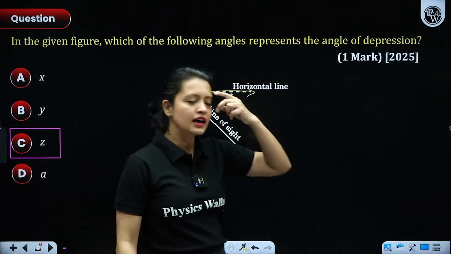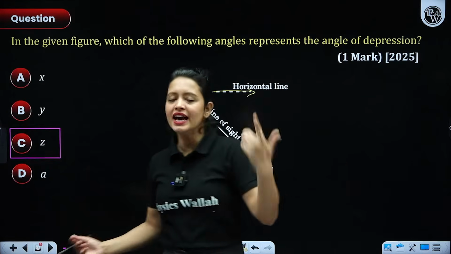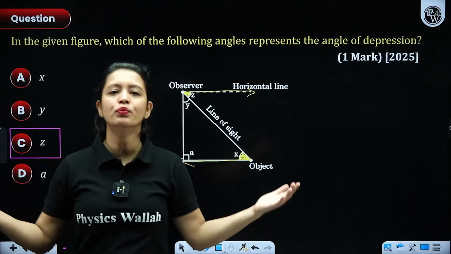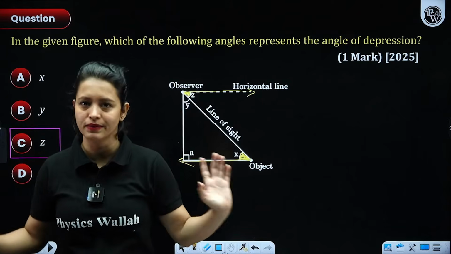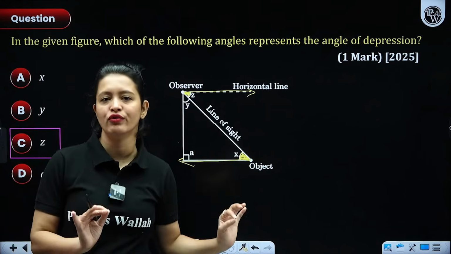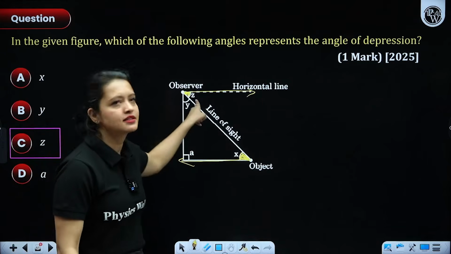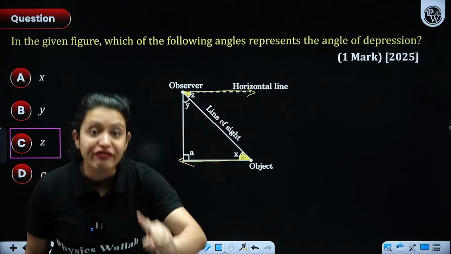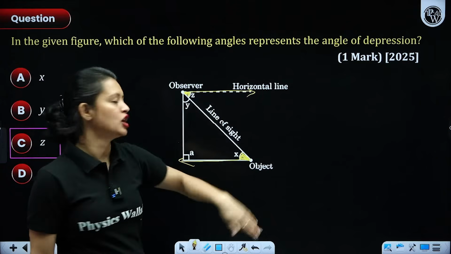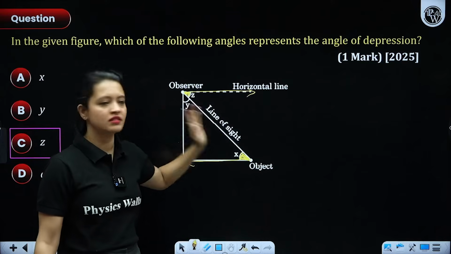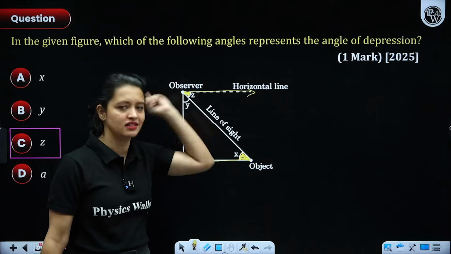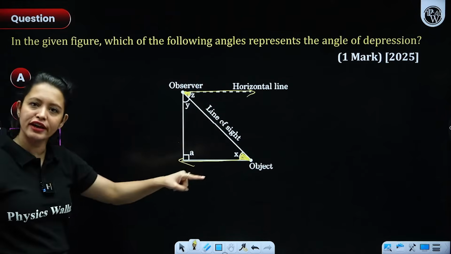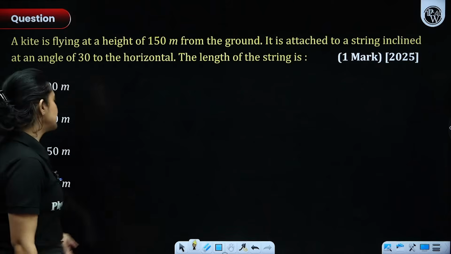Look here, have some common sense. We are not being asked to prove that these two angles are equal or something like that. We are simply asked the angle of depression. So the angle of depression is this angle. This question is directly based on the definition of angle of depression. So that's why Z is the answer. X is equal to Z, but that's another point. Okay, understood, everyone? So with that, guys, very easy question.